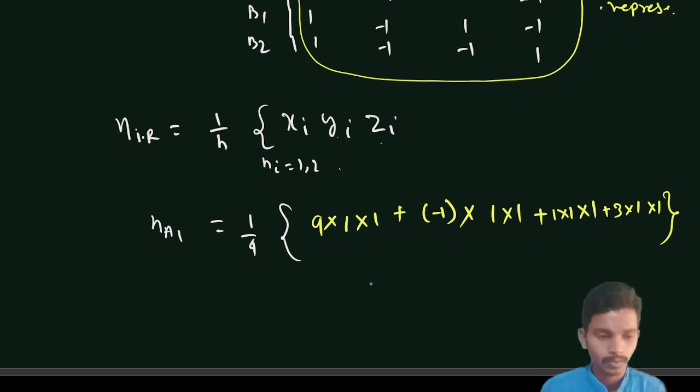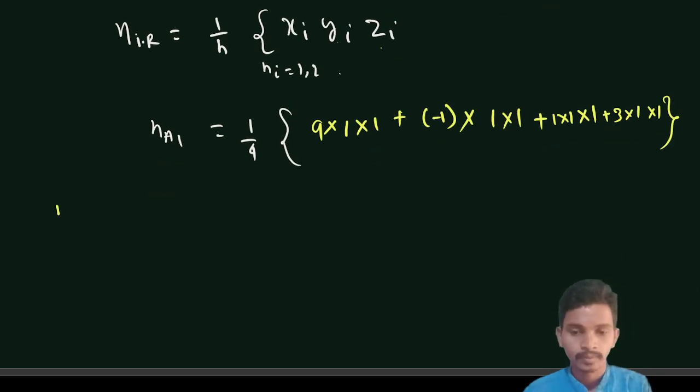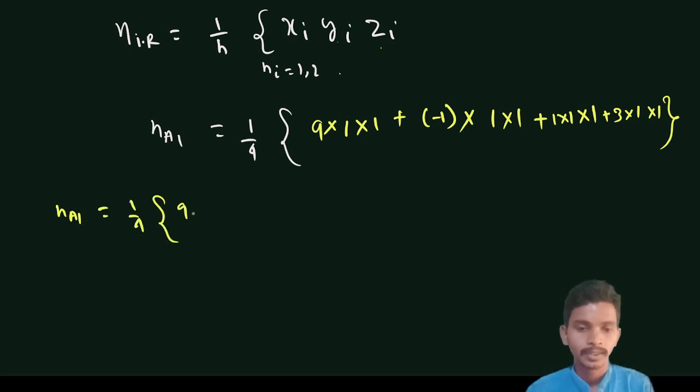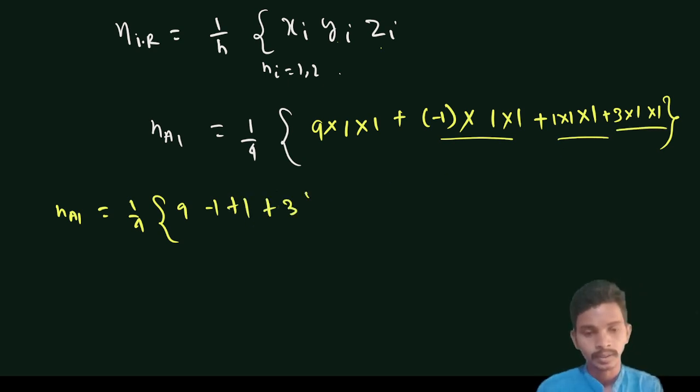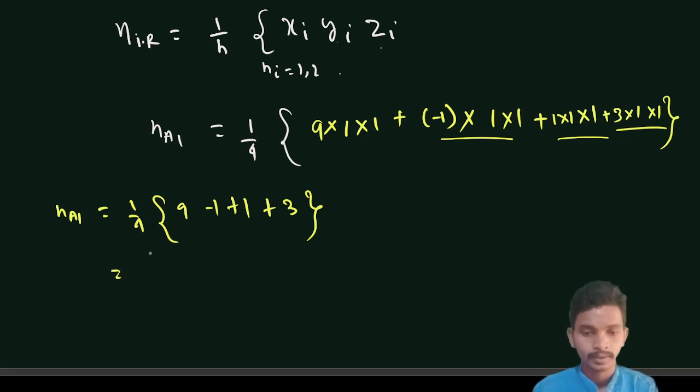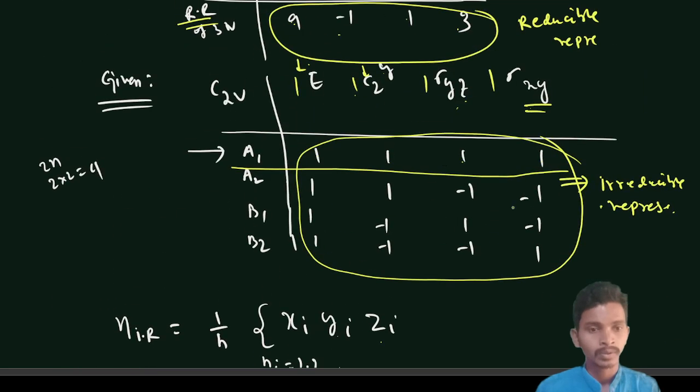So this much if I do, then what I will get: I will write here 1 upon 4, this will be 9, and this will be minus 1 and minus 1, and here I get 1, and here I get plus 3. If I add it, 1 upon 4 into 12, that is going to be 3. So in A1 I get 3. Next I will go for A2.